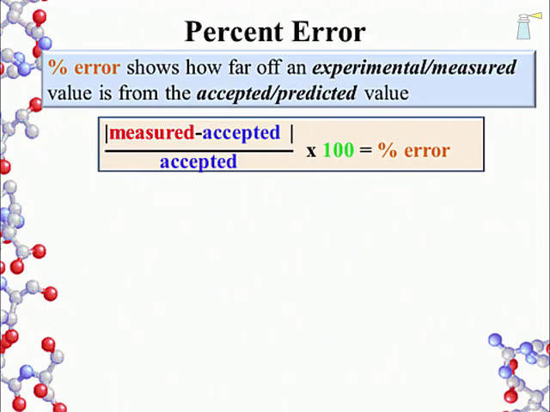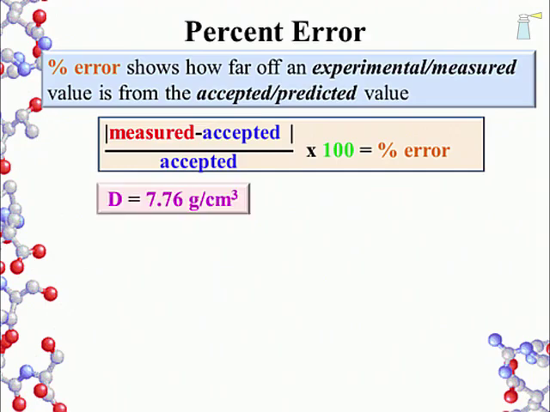One more thing about this equation. Notice that there are bars around the subtraction in the numerator. Those are called absolute values, and they make whatever is inside of them positive. Not all chemistry courses use percent error with the absolute value bars. If yours doesn't, then just ignore them.